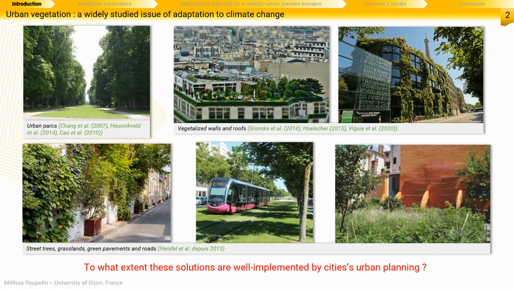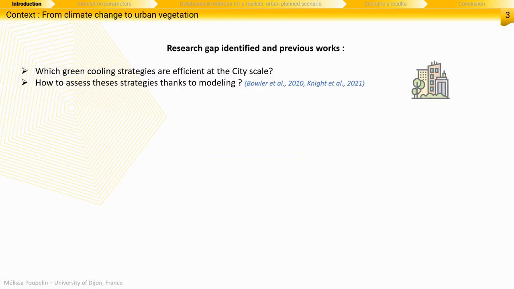But as a geographer, I'm often used to working with urban planners, and the question they always have is where am I supposed to put the vegetation, what is the impact on my own city, and where am I supposed to put the money and the efforts to vegetalize the city. This is a question that we also find in some review papers, such as the one by Bowler and Knight, for example.